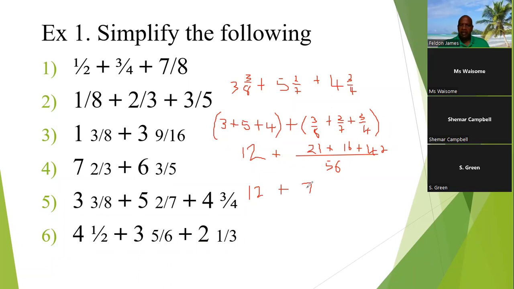So you get 79 over 56. Considering that it's an improper fraction, we're going to change it to a mixed fraction, where we get 1 whole and the remainder of 23 over 56. We then add the 1 whole to the 12, which gives us 13, and keep the fractional part, which is 23 over 56. So the answer is 13 whole and 23 over 56.